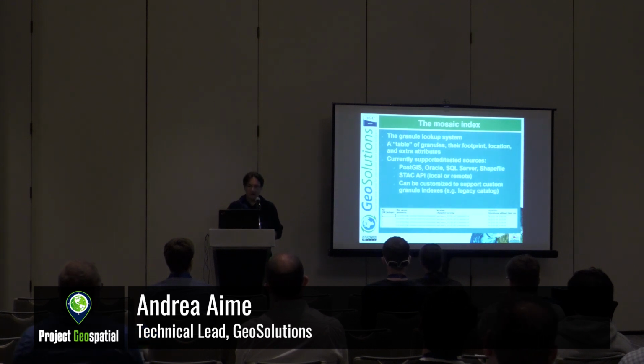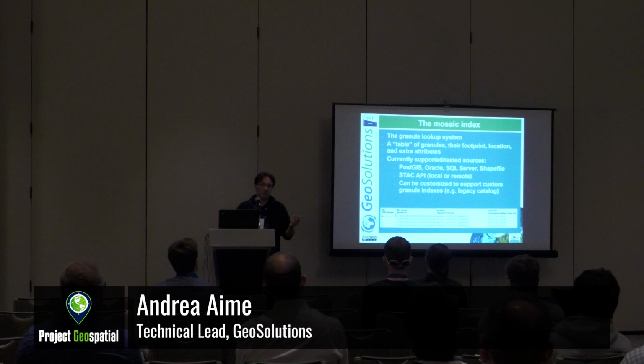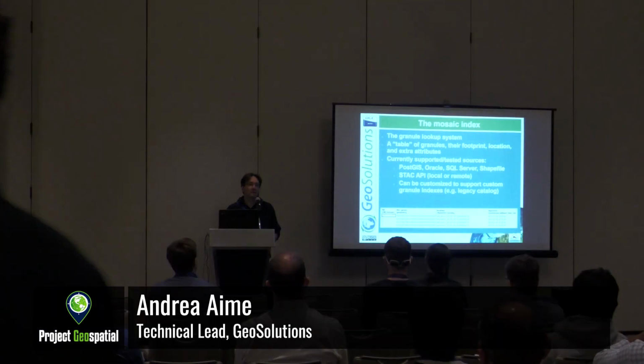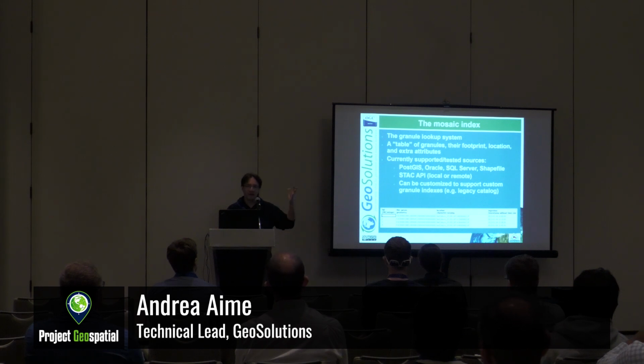The mosaic index, as I said, it's a granule lookup system. It's a table of granules with their footprint location and all the extra attributes. You can put this index pretty much wherever you want. It can be a shapefile, it can be a Postgres database, Oracle, SQL Server. It can be another STAC API. Maybe you are trying to image mosaic data from a remote STAC API. You can do that. So you can use the remote STAC API as an index for the image mosaic. And if you're not happy with it, the image mosaic allows for plugins to be written to talk to whatever existing legacy catalog you might have in-house.